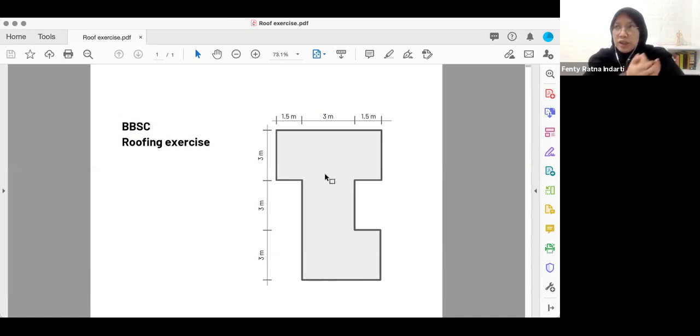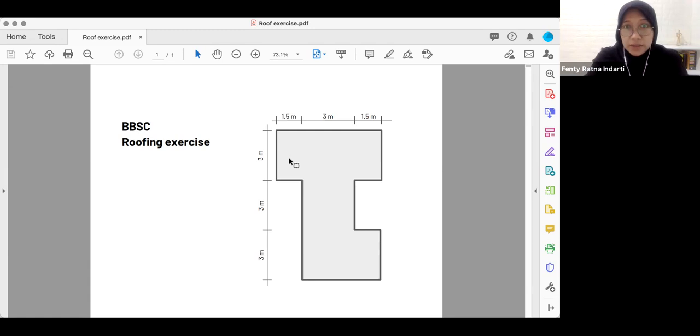I didn't ask you about the material. You can use any materials that you want, and you can use wood trusses or steel trusses, but please make a preliminary 3D model for the roof of this building.